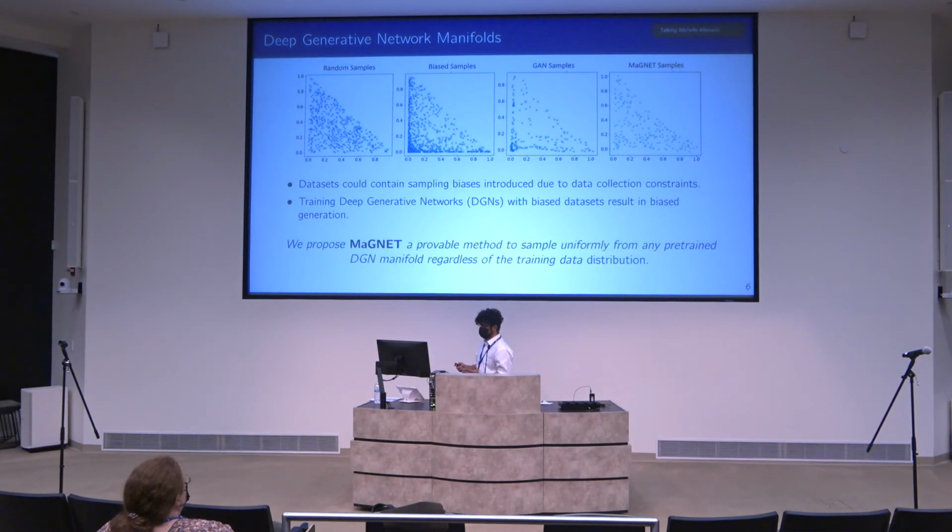So what we propose is a provable method to sample uniformly from any pre-trained generative network. We train this GAN on this biased data set, and regardless of the training distribution, we have a method to make the output distribution of this generative network uniform. So when we use MaGNET or maximum entropy generative network sampling on this GAN, we get uniform samples on the domain of the original data.